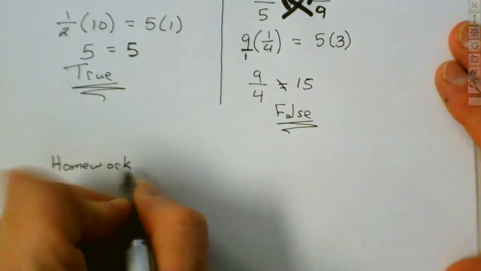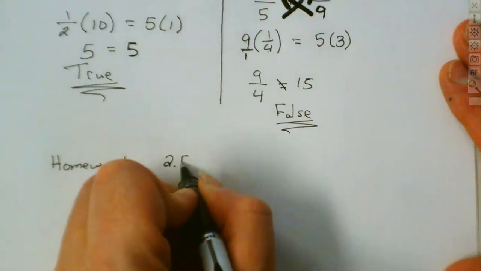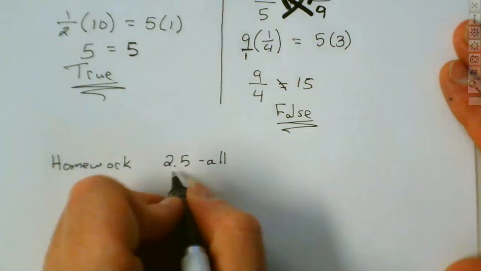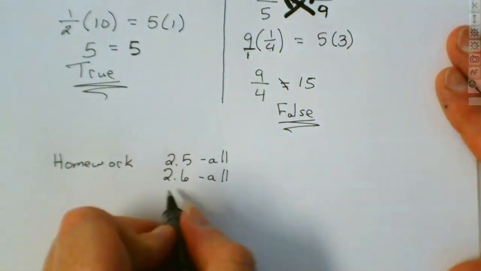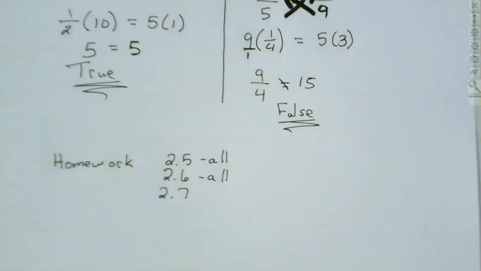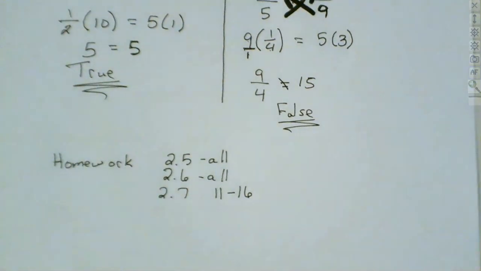So let me just talk about our homework. Now, for your homework, we did finish up 2.5, so you should be able to do them all. We did 2.6. You should be able to do all of those. And we did part of 2.7. Now, not all of 2.7. We did the equations in 2.7, not the applications. So for 2.7, you should be able to do 11 through 16. Those are just the equations. We will talk about the applications next time.